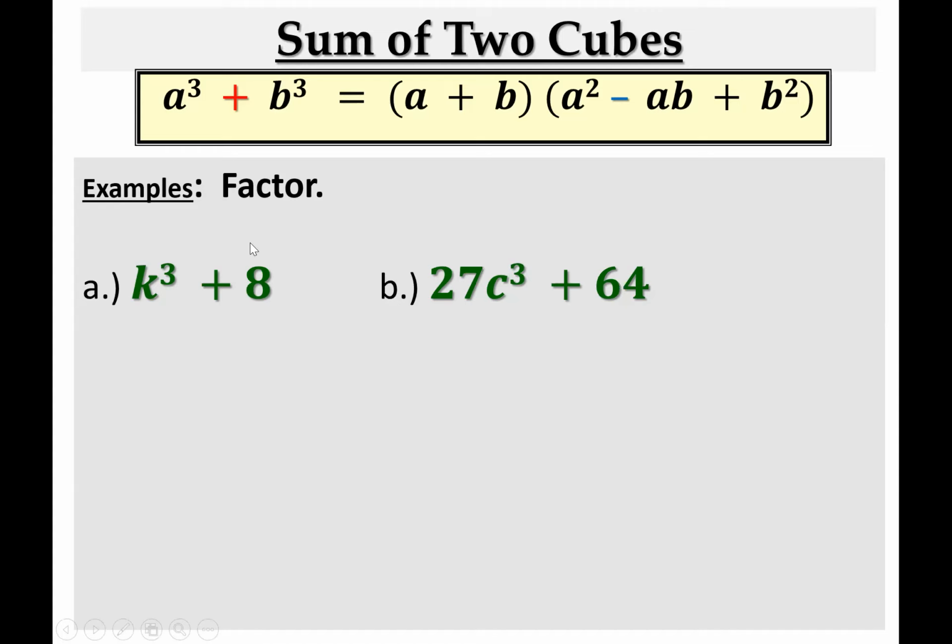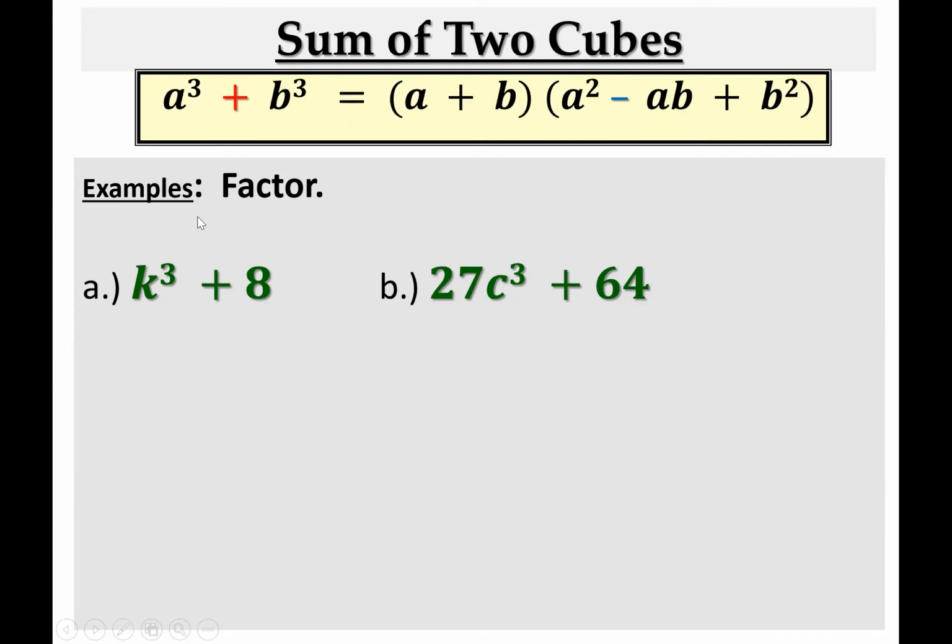Okay, so here's the first one. This is called the sum of two cubes. A cubed plus b cubed. In other words, a to the third plus b to the third. Here's how you can factor that. Equals parentheses, a plus b, close the parentheses. And then our next set of parentheses is a squared minus ab plus b squared. Okay, so here's our formula.